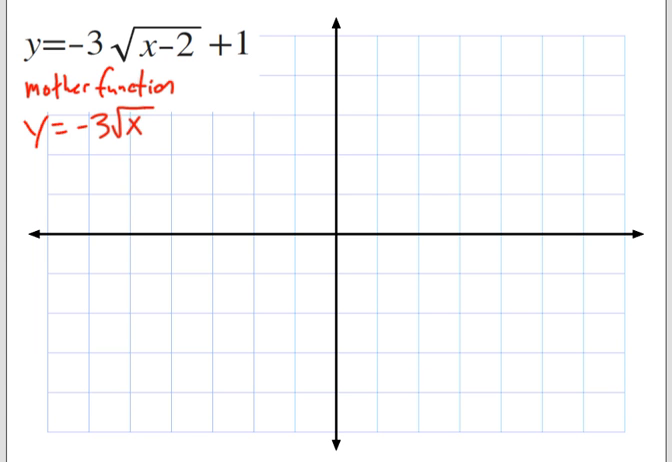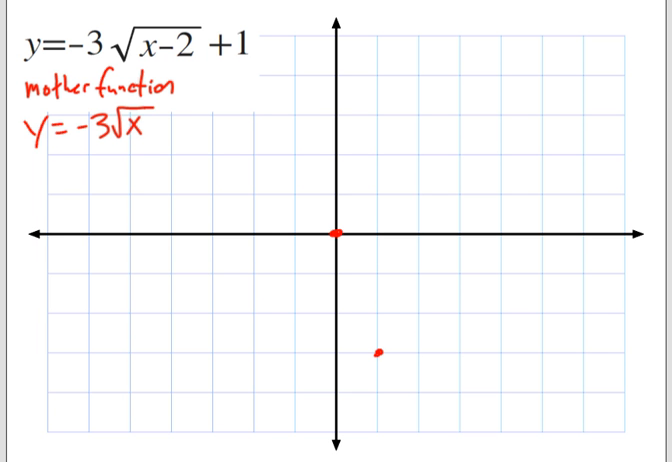So let's graph that. Let's plug in 0. Square root of 0 is 0, and 0 times negative 3 is still 0. Let's try 1. The square root of 1 is 1. 1 times negative 3 is negative 3. Let's try 2. Square root of 2. Well, I can't actually do that, not easily, not nicely. So I'm going to jump up to a number I can square root.